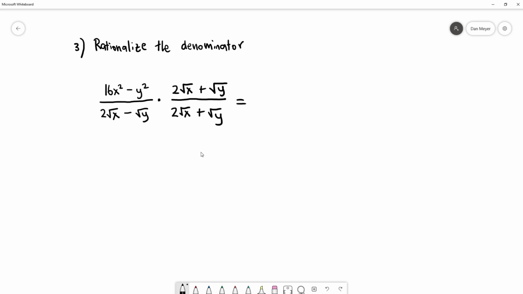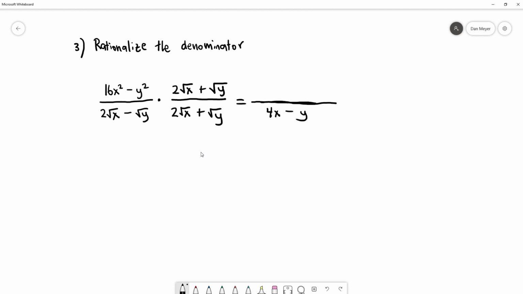On the bottom, when I FOIL this all out, taking a couple of steps to do that if you need to, you should get 4x minus y. Please, if you don't see that immediately, take time to fill in the steps there. Okay?